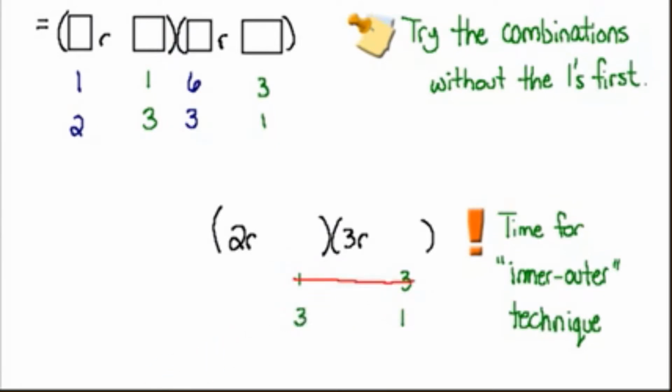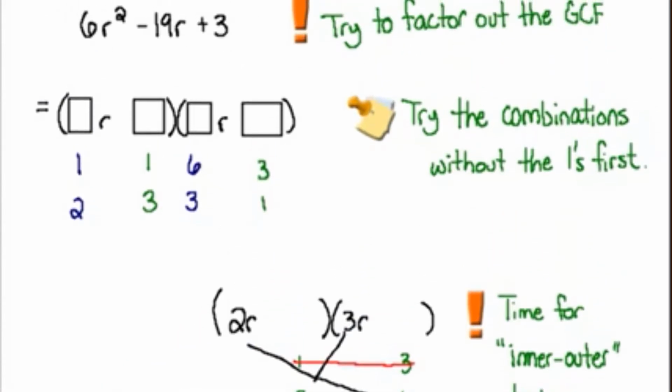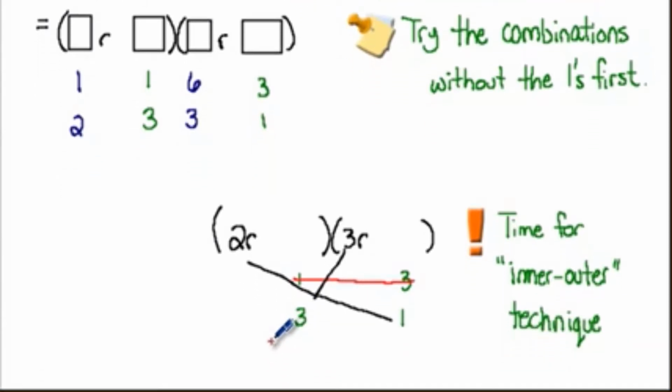The next one, do the same business, inners, outers. So here are the inners. 3 and 3 is 9. 1 and 2 is 2. So 9 and 2. Is there any way to combine 9 and 2 to get to 19? No, there's no possible way. When I say any way to combine, I mean through addition or subtraction.